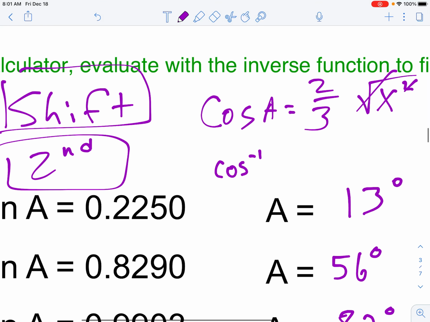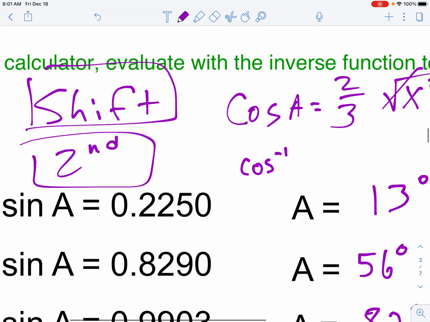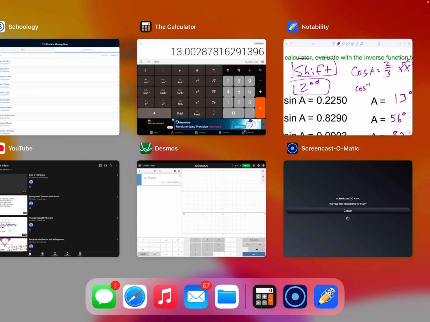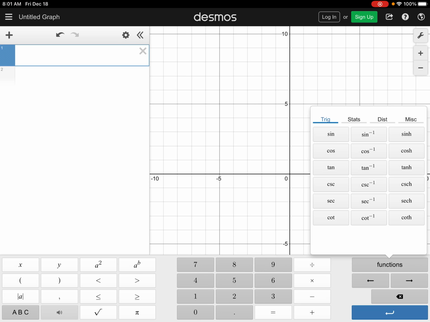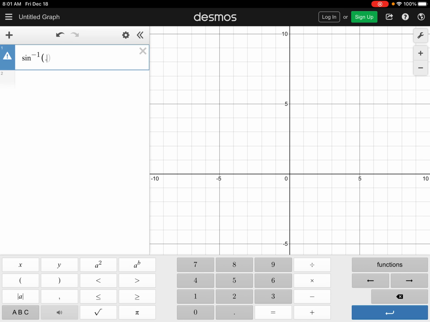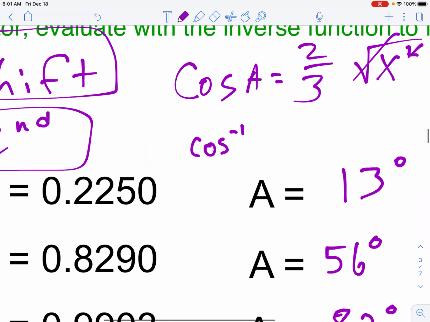So let's just practice using that in our calculator. If you don't have a TI-84 or a nice scientific calculator, Desmos is the way to go. How am I going to type this in? Down in the bottom right, you have functions. You want to make sure you're on the trig. The sine, cosine, tangent are on the left. The sine inverse, cosine inverse, tangent inverse are in the middle. So we would hit the sine inverse of 0.2250, and that gives us 13.00 something. So we're just going to call that roughly 13 degrees.